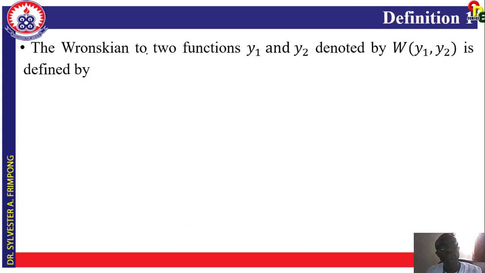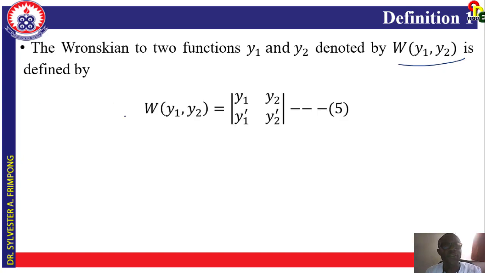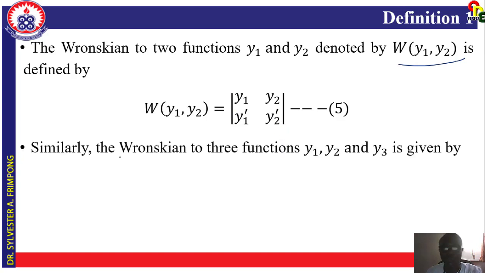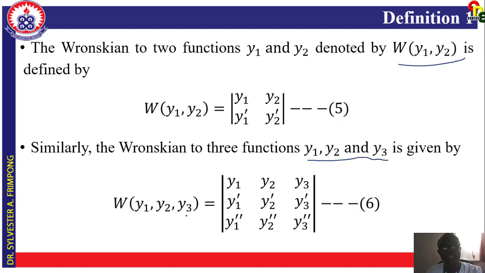The Wronskian of the two functions y1 and y2, which is denoted by W of y1, y2, is defined by the determinant of y1, y2, y1 prime, y2 prime. Similarly, if we have three functions, then the Wronskian is given by the determinant of y1, y2, y3, y1 prime, y2 prime, y3 prime, and y1 double prime, y2 double prime, and y3 double prime.